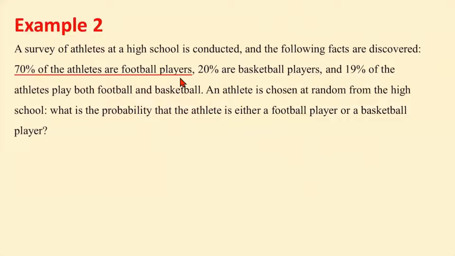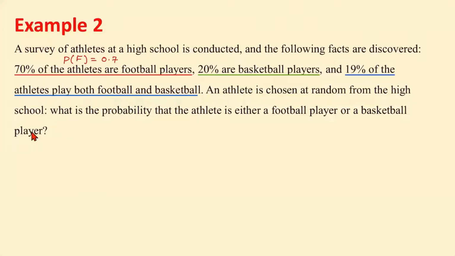20% are basketball players. And then 19% of the athletes play both football and basketball. So here we can say for the first one, 70% of the athletes play football, or 70% of the athletes are football players. If you want to write it as a probability, the probability that the athlete is a football player is 0.7. That is the meaning of that.